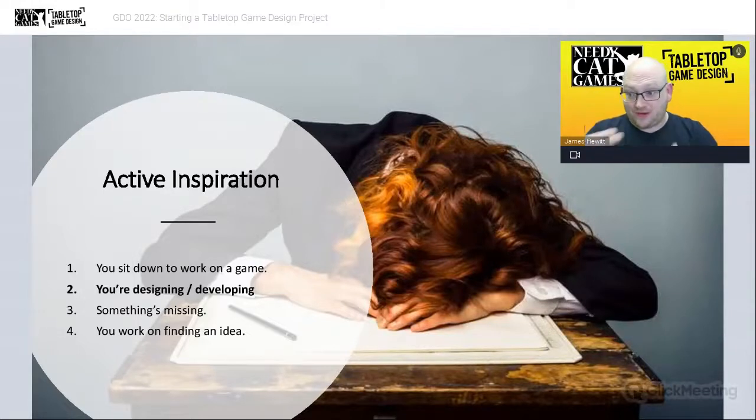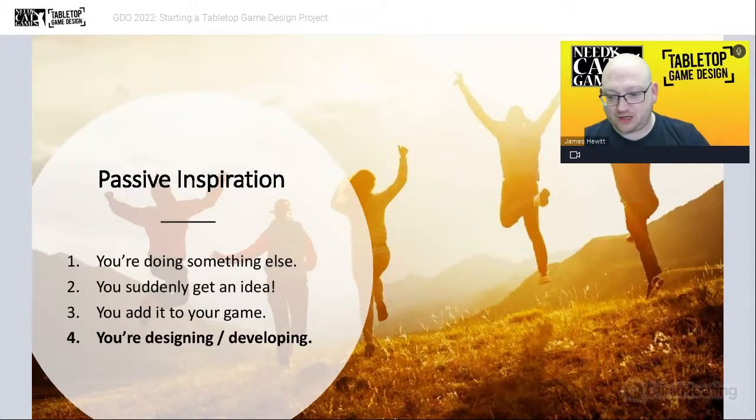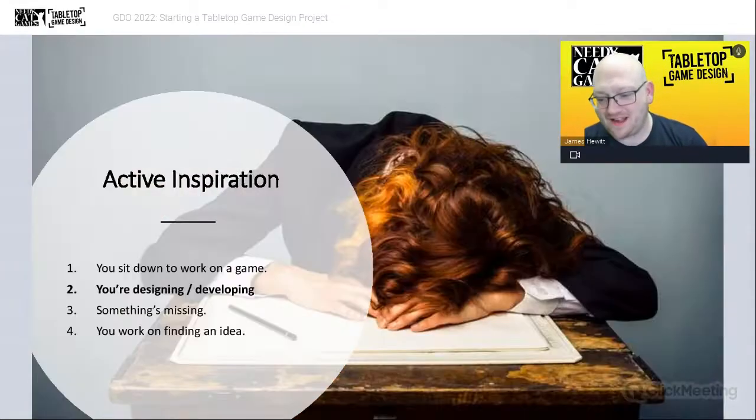And you're in the process of designing and developing. Something is not right, something's missing, something isn't there yet. And so you work on finding an idea. The difference you'll notice between the two is passive inspiration happens, and then as a result of that, you go and do the work. Active inspiration is you need an idea, so you make an effort to go and find an idea.